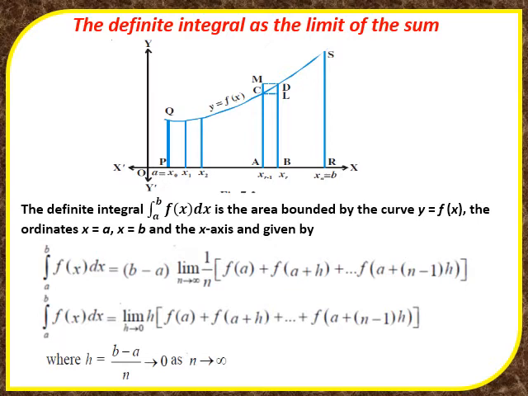So for solving a definite integral as the limit of a sum, we must have a function f(x). Then we are going to find the value of the function at f(a), then f(a plus h) and so on, f(a plus (n minus 1)h), and put those values in the given limit. And after putting the values, we are going to solve the limit as we have learned in grade 11. Clear? So pause and note down this point.